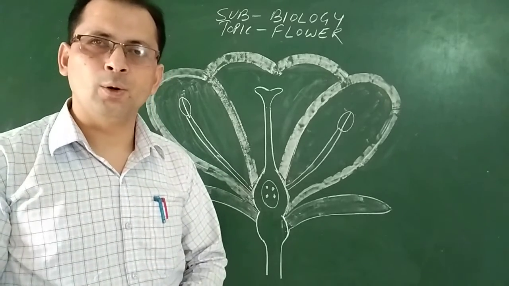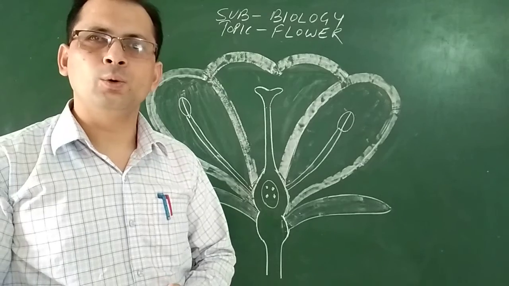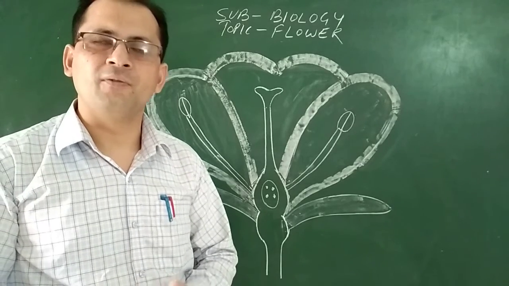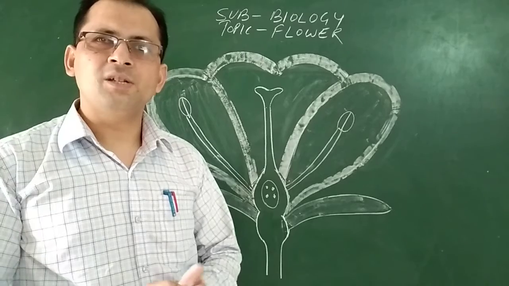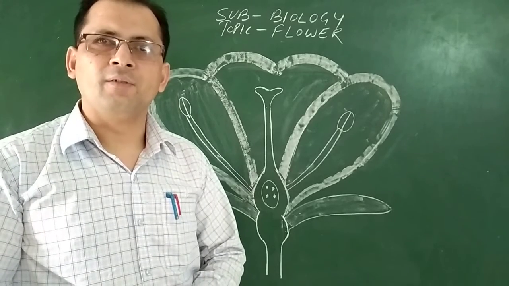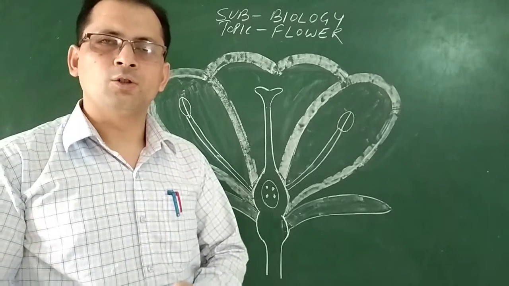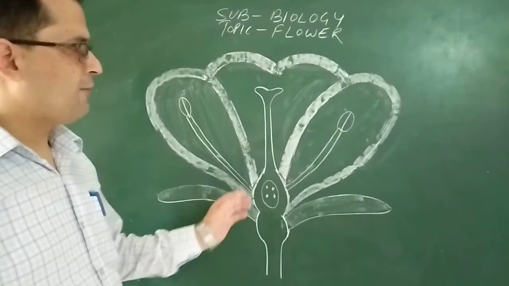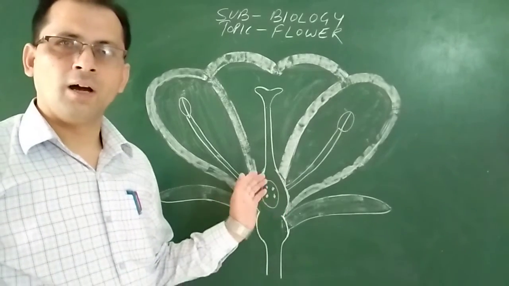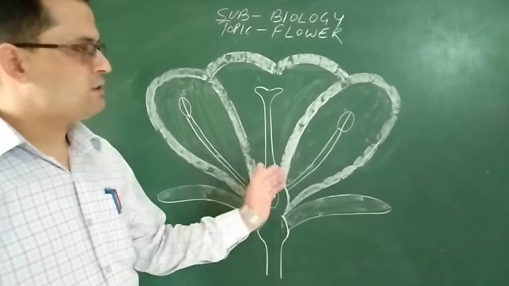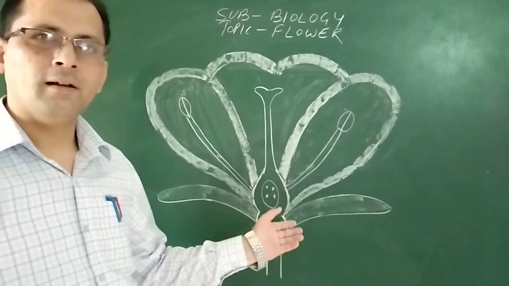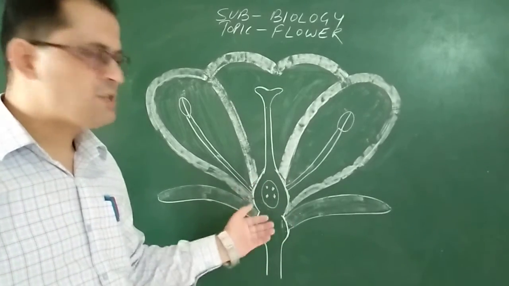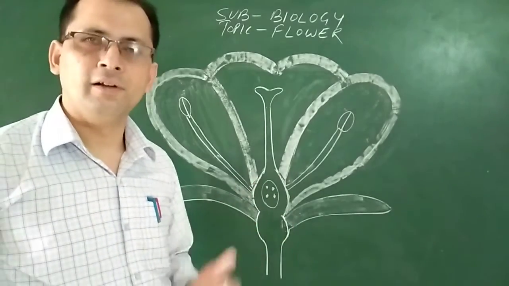Now, in today's video, I am going to tell you about the different parts of the flower. Okay? Which parts are present in a flower and what is their role. So, beta, you can see here, I have drawn the diagram of a flower, but it is not labeled. Now, I am going to label it and I will tell you which part is known by which name.